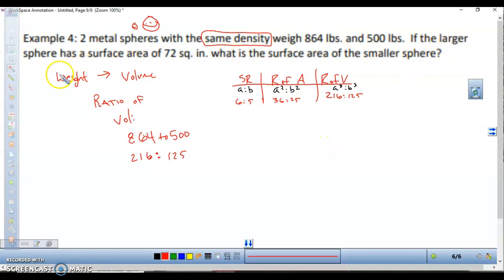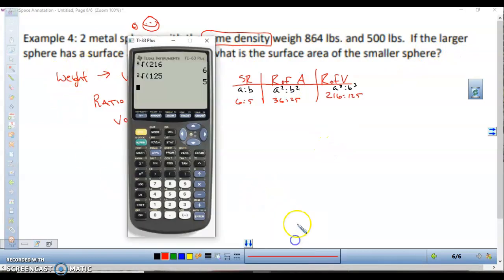One other thing. Suppose you can't find that option in your calculator, and I showed you this before. If you can't figure out how to cube root in your calculator, the other option is you can raise to the 1/3 power. Let's check it out. If I do 216 raised to the 1/3 power, you'll talk about this in Algebra 2, that's the same thing as cube rooting. You get 6. 125 raised to the 1/3 power, same thing as cube rooting. I get 5. So it's another option should you need to do that in your calculator.